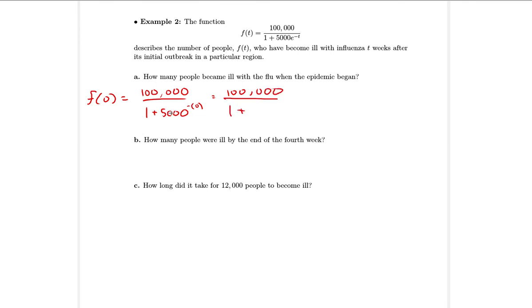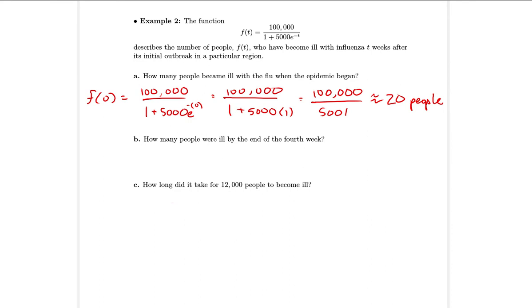So if I have 5,000, sorry, there should be an e right there, 5,000 e to the 0, that's just 5,000 times 1. So we would have 100,000 over 5,001, which is basically 20 people. So when they started keeping track of this, we've got 20 people infected. So part B asks us how many people were ill by the end of the 4th week. So of course there, our job is just to plug 4 in for our t value.